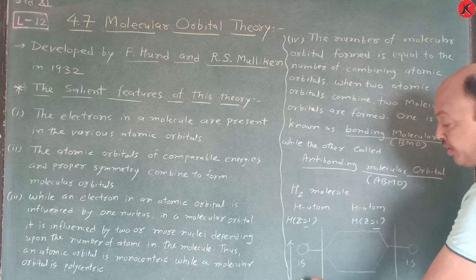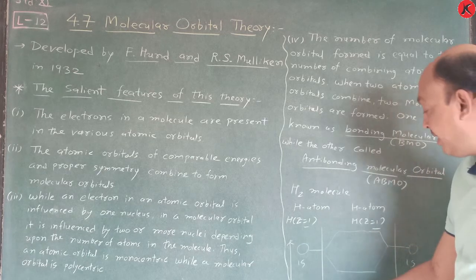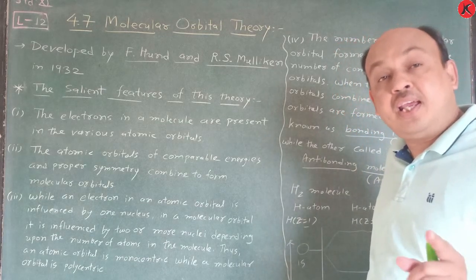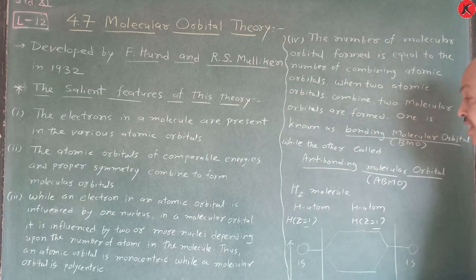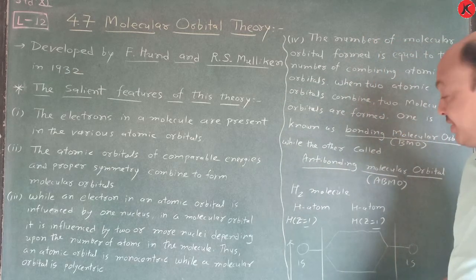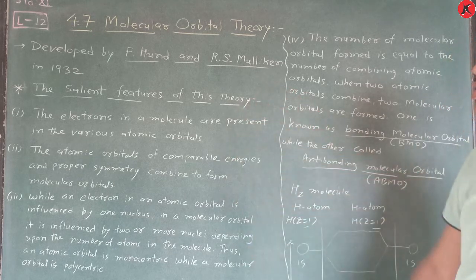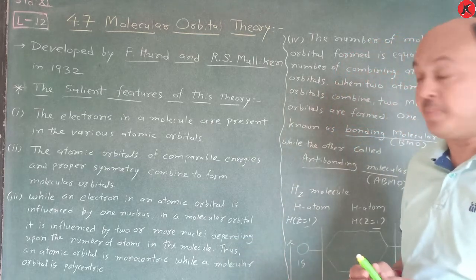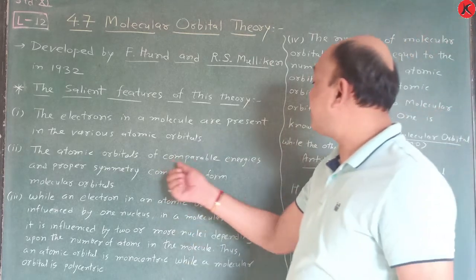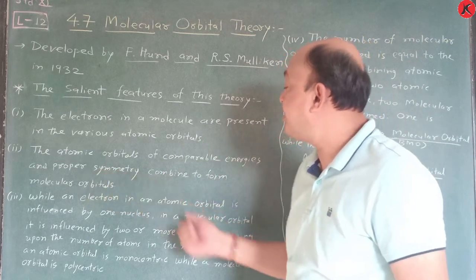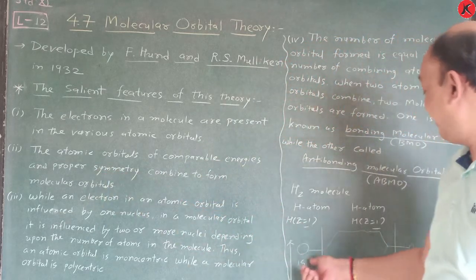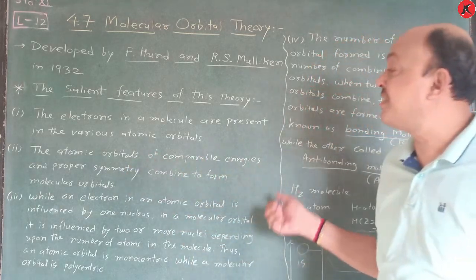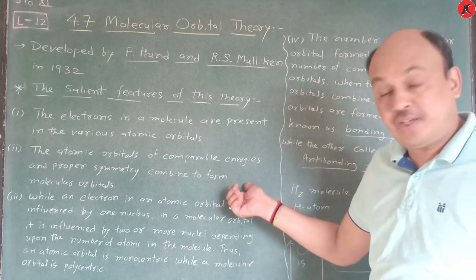So this is atomic orbitals of any atom, and this is considered as molecular orbital of any molecule. Suppose the hydrogen atom is present, at that time the H2 molecule is there. That one later on, don't bother about this, but you have to remember this one. The electrons in a molecule are present in the various atomic orbitals. Second, the atomic orbitals of comparable energies and proper symmetry combine to form molecular orbitals. Just as I explained here, you have to remember this one.